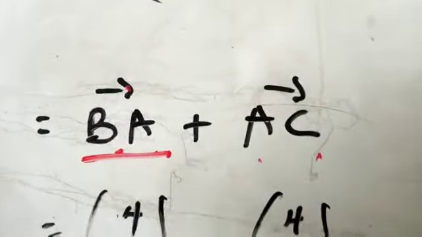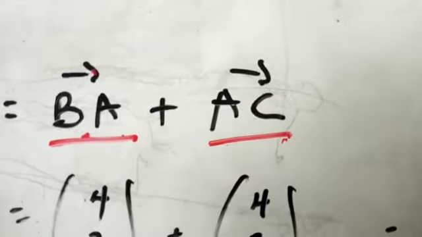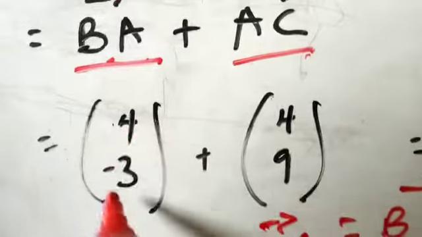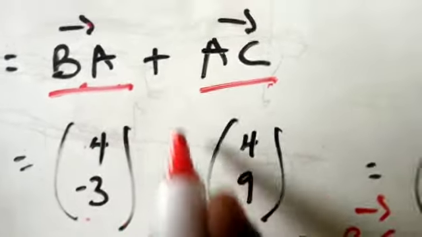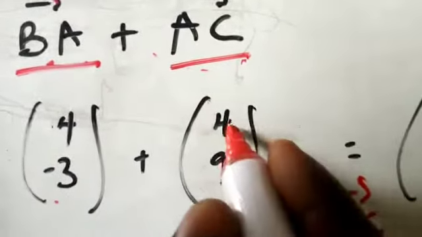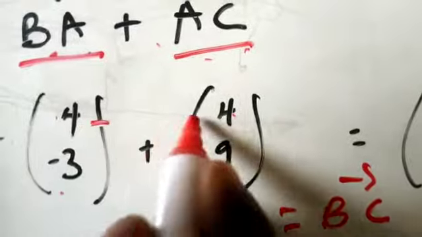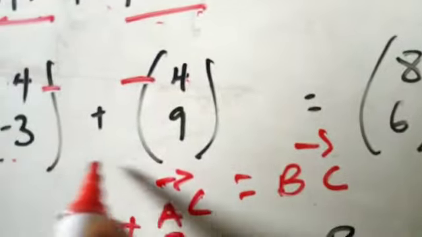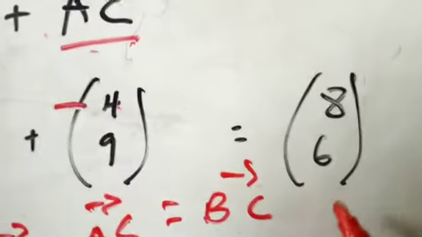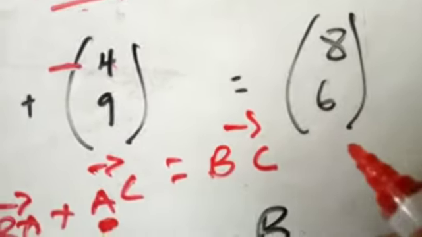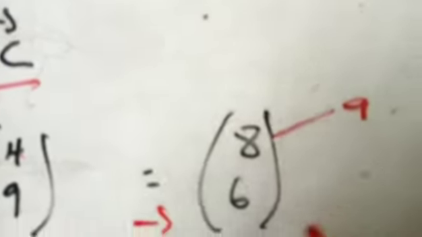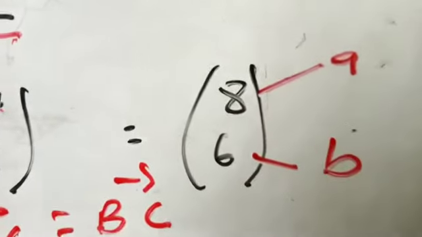We are given BA, and we are also given AC. So BA in the question is (4, -3), plus AC, which is (4, 9). You just add the top to the top, which gives 8, and then the bottom to the bottom, -3 plus 9, gives 6. So this is BC. They say you should find the magnitude. As you know now, this is what we call a magnitude. So this one is your a here, and this one is your b.